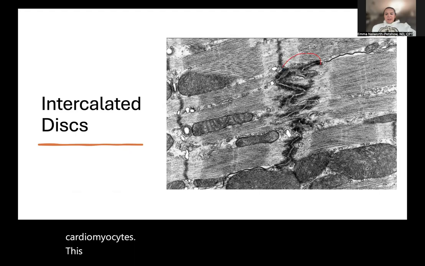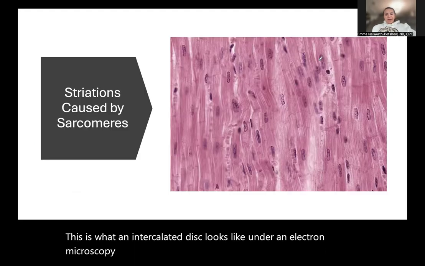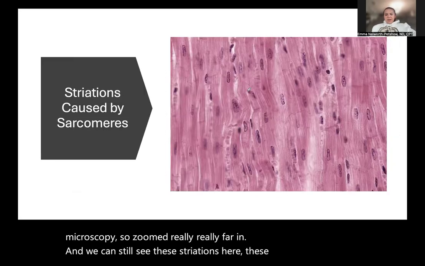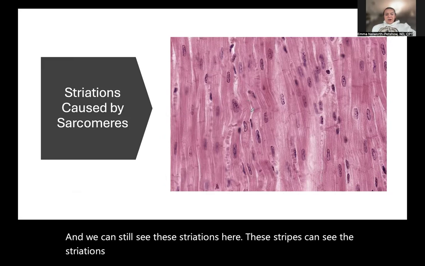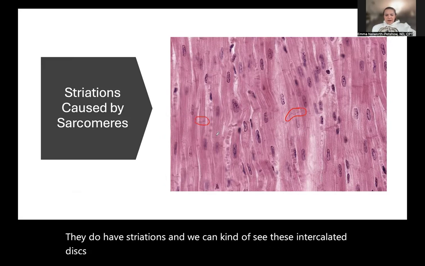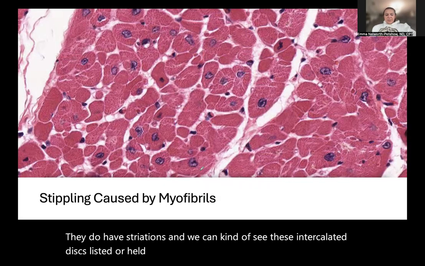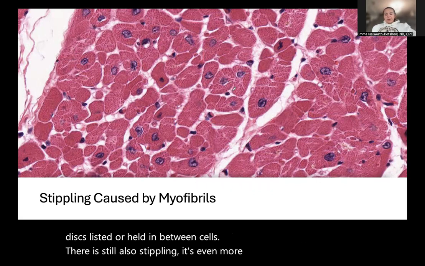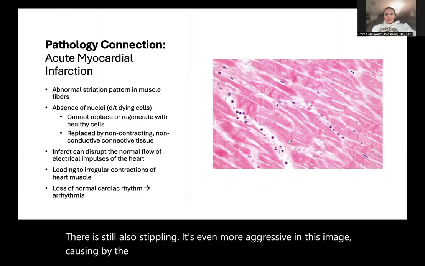This is what an intercalated disc looks like under an electron microscope, so zoomed really, really far in. And we can still see these striations here, these stripes. They are caused by the sarcomeres. They do have striations, and we can see these intercalated discs held in between cells. There is still also stippling. It's even more aggressive in this image, caused by the myofibrils.